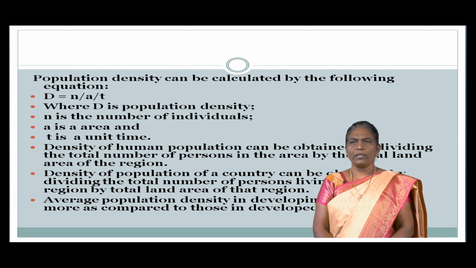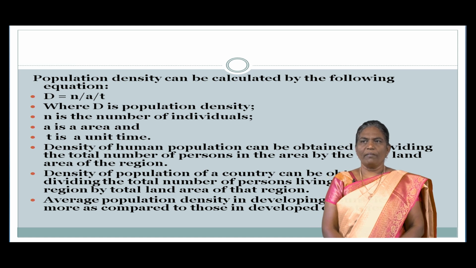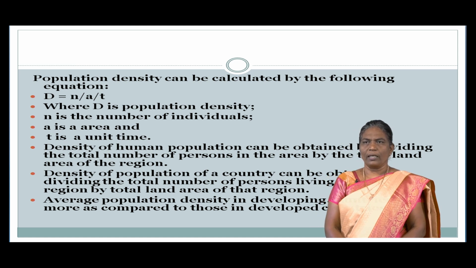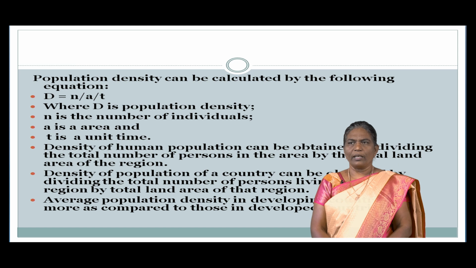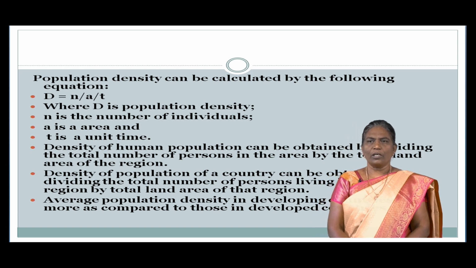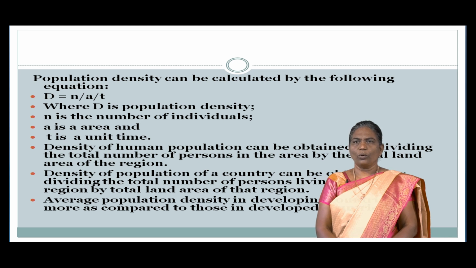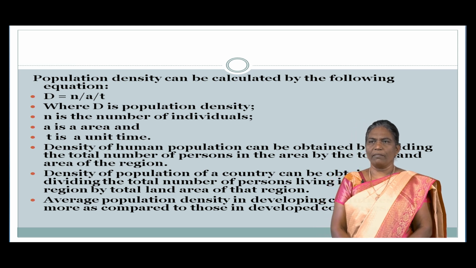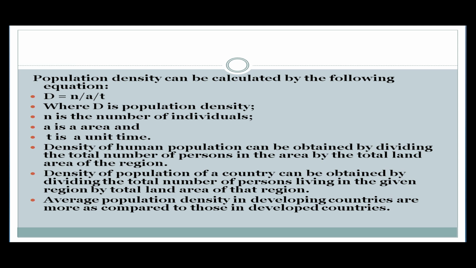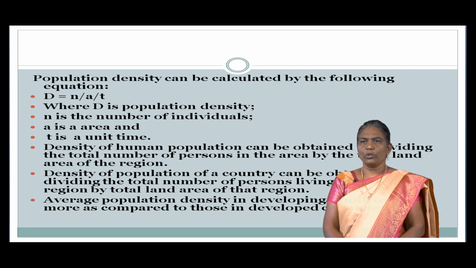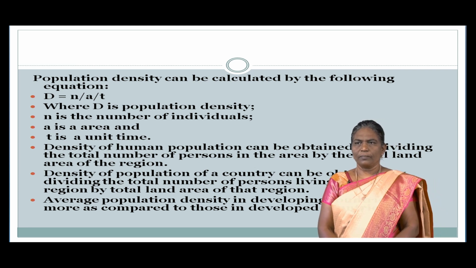Density of human population can be obtained by dividing the total number of persons in an area by the total land area of the region. Density of population of a country can be obtained by dividing the total number of persons living in the given region by total land area of that region. Average population density in developing countries is more or less compared to those in developed countries.